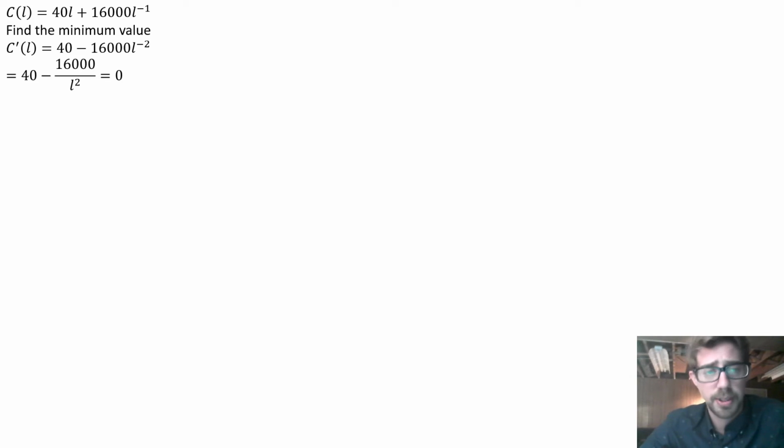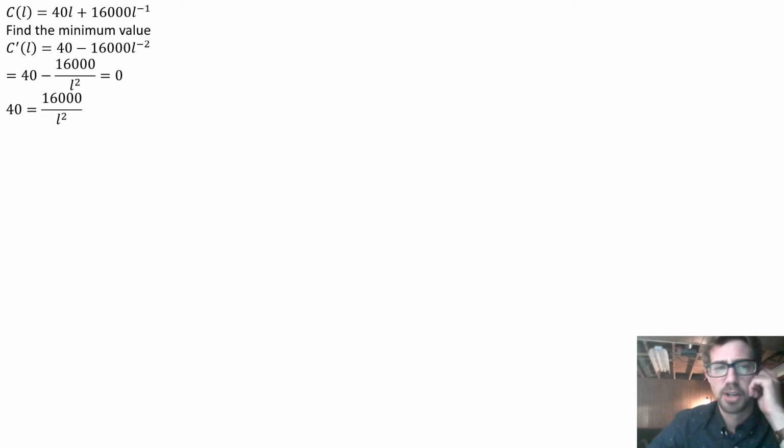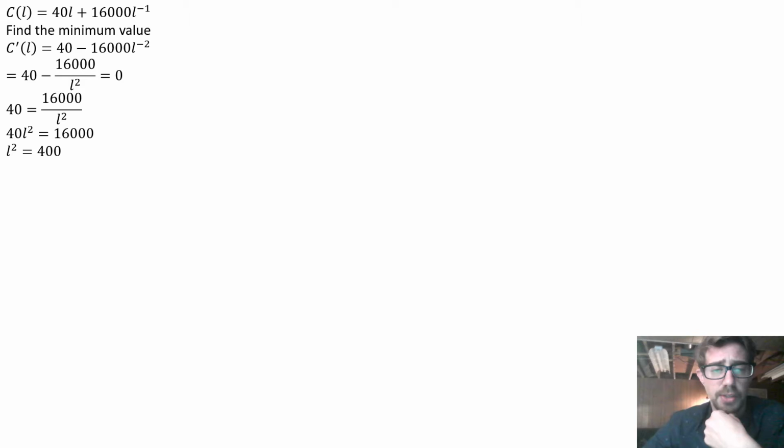So the algebra here is, I would just move the 16,000 over L squared to the other side, like that, and then multiply both sides by L squared. You can think about this as cross multiplying, so that then moves over with the 40. 40 L squared is 16,000, right? This is not a difficult equation. Divide both sides by 40. L squared is 400.